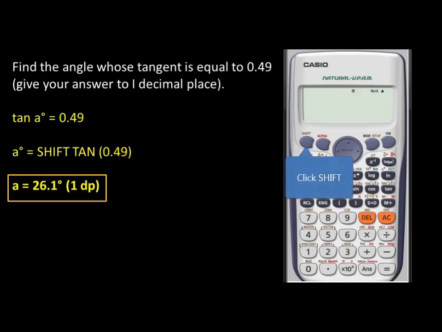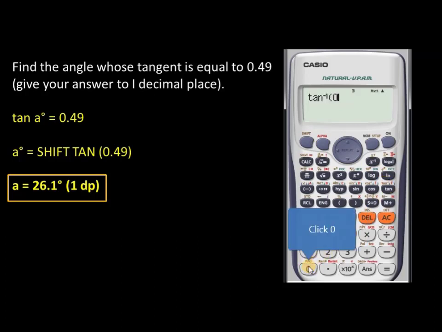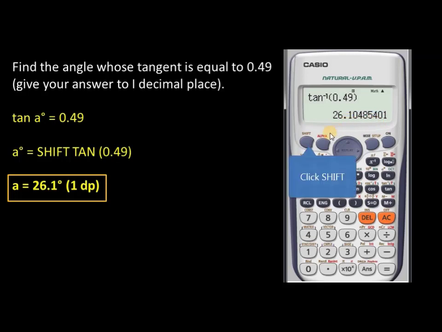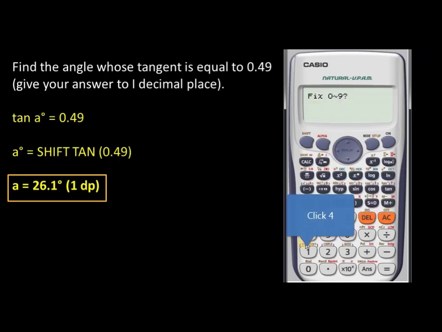So on the calculator, shift tan 0.49 close bracket equals. This is the long answer. I want one decimal. So we go shift, set up, fix, and we want one decimal, so we go 1, and the answer is 26.1 degrees.